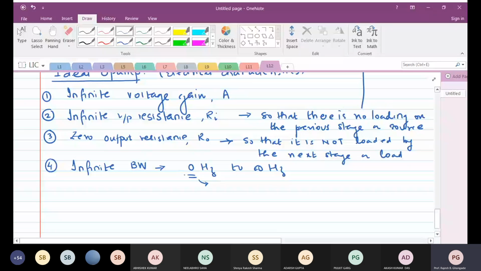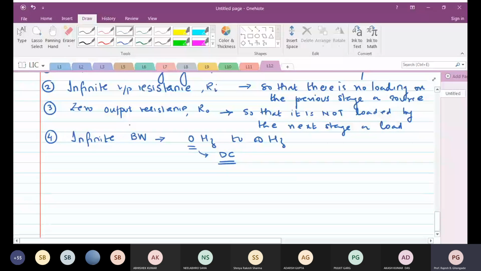What is 0 hertz? Frequency 0 means what? It is DC. 0 hertz means DC. So our operational amplifier should amplify right from the DC signal to a frequency of infinite value. Is that clear?